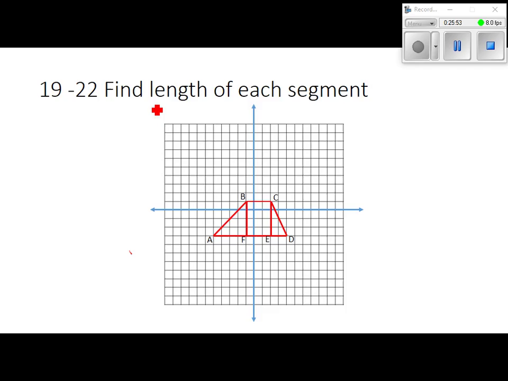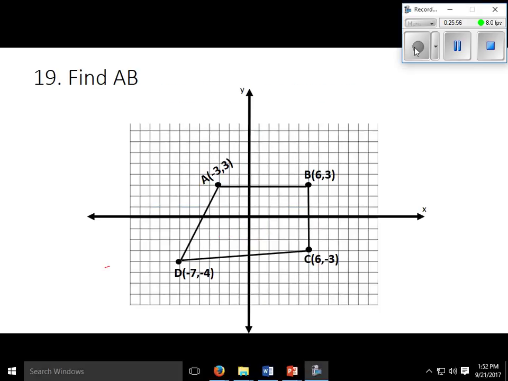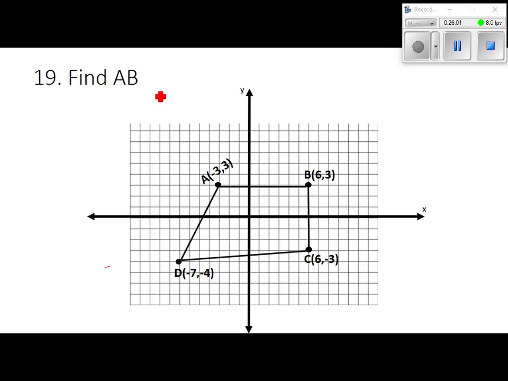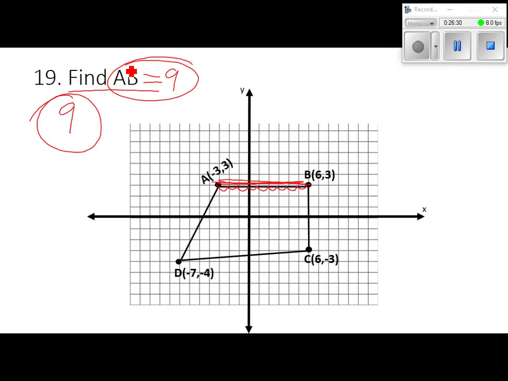Next one. Number 19 says find AB, that means find the length of segment AB. Nice thing about this one, we look over here at segment AB, and it's a horizontal segment. So all we got to do is count the spaces from A to B. 1, 2, 3, 4, 5, 6, 7, 8, 9. So our answer is just 9. The length of segment AB, we could write AB equals 9. If it's horizontal or vertical, you just have to count.